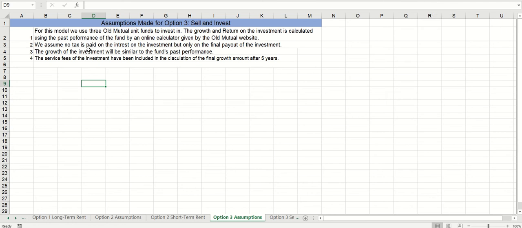Firstly, for this model we would use 3 Old Mutual unit funds to invest in. The growth and the return on the investment is calculated using the past performance of the fund from an online calculator given by the Old Mutual website. We also assume that no tax is paid on the interest on the investment, but only on the final payout of the investment. The growth of the investment will be similar to the fund's past performance, and the service fees of the investment will be included in the calculation of the final growth amount after the 5 years.